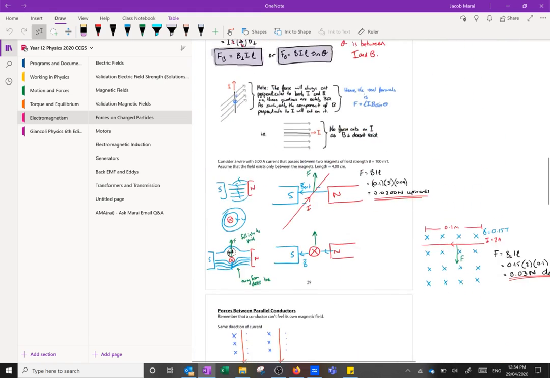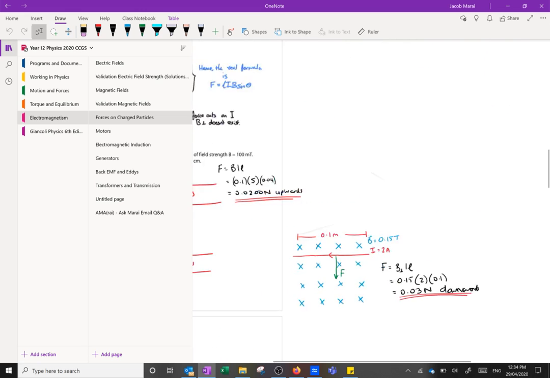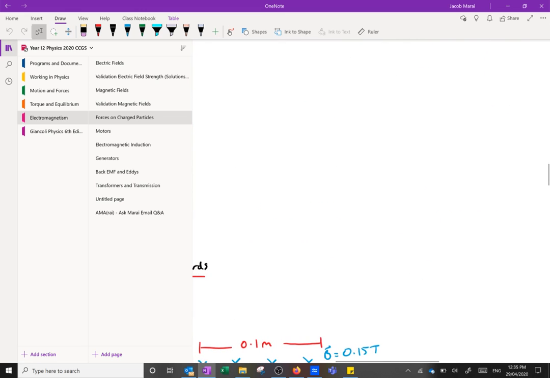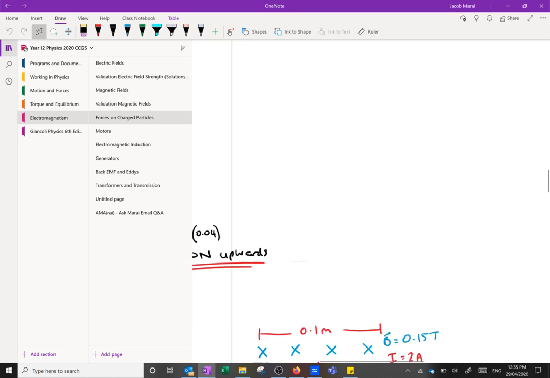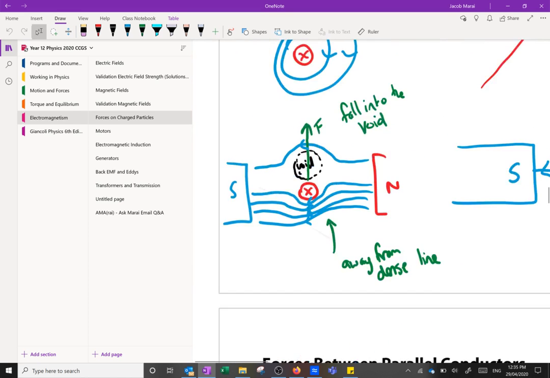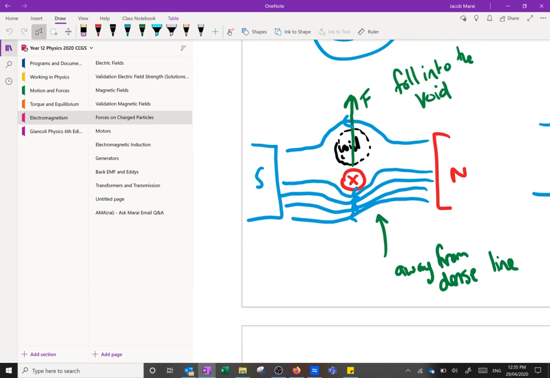I'm just going to go to the right side of page 29. The easiest way to do that is Lorentz force, F equals BIL. But we've got the magnetic field produced by the magnet interacting with the magnetic field produced by the current carrying conductor. Now, we already did this, and you can see that I've attempted to draw a combined magnetic field.